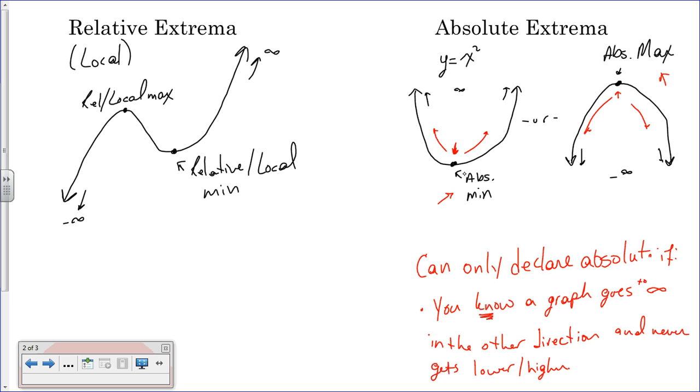But you can only declare absolute, like for instance, we can only call this an absolute min if we know that these two sides of the graph go to positive infinity. So it'll never come back down and go below here. Same thing here, we can only call this an absolute max if we know both of these sides go to negative infinity. So therefore it's never going to go higher than this point.